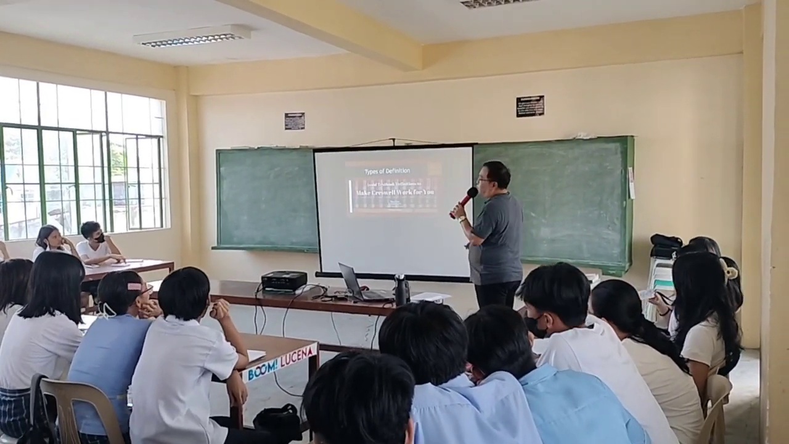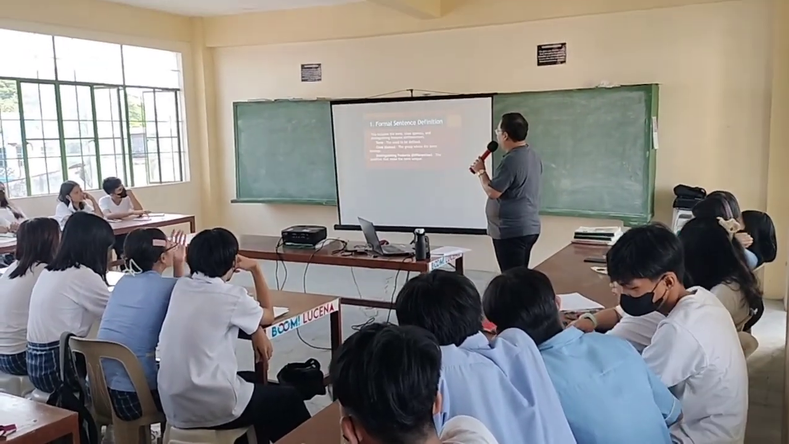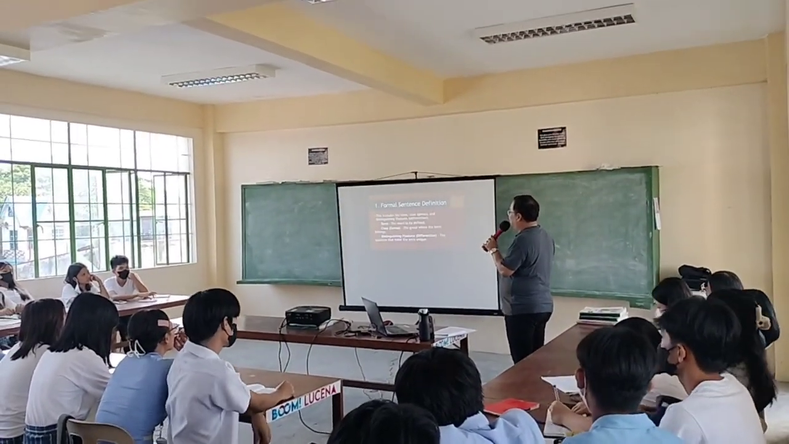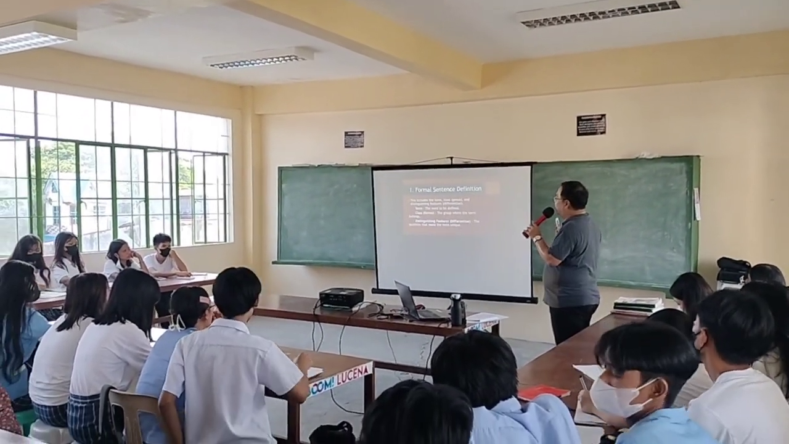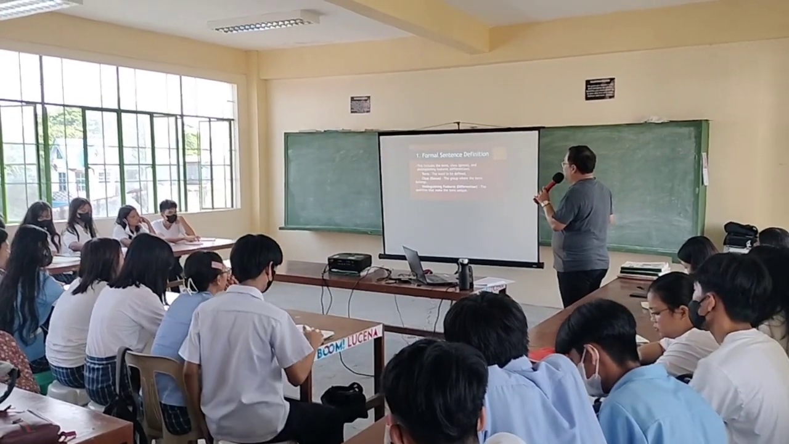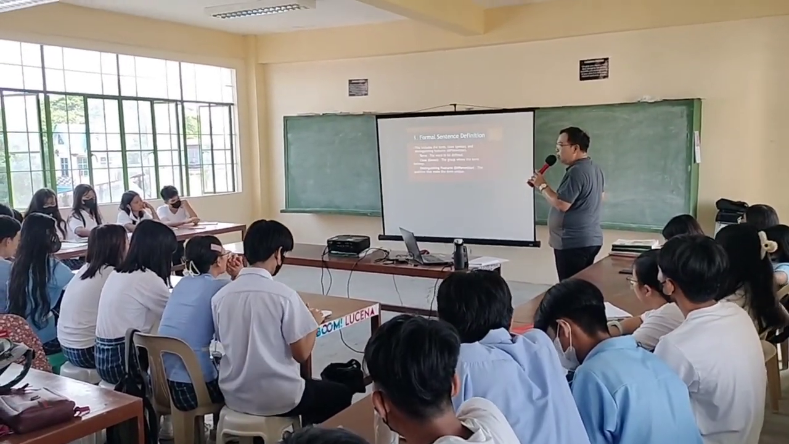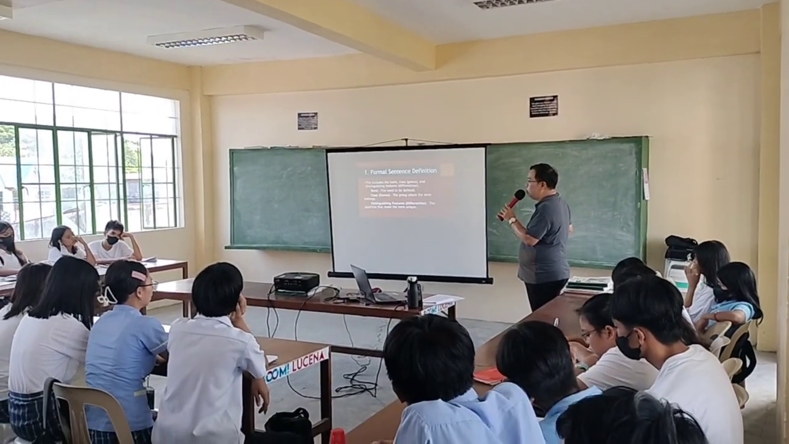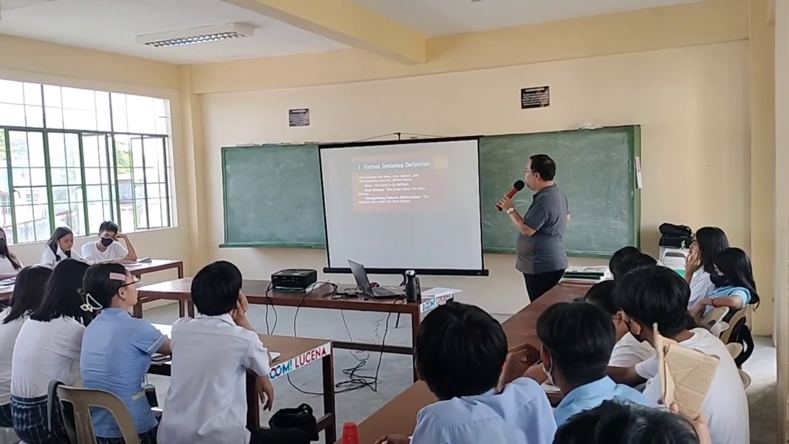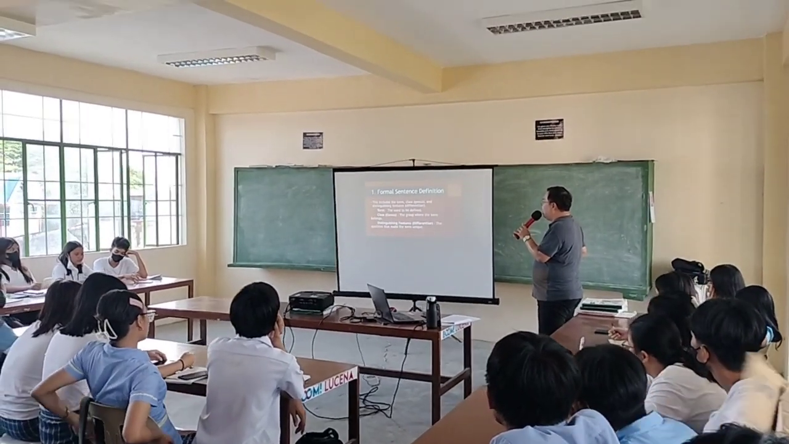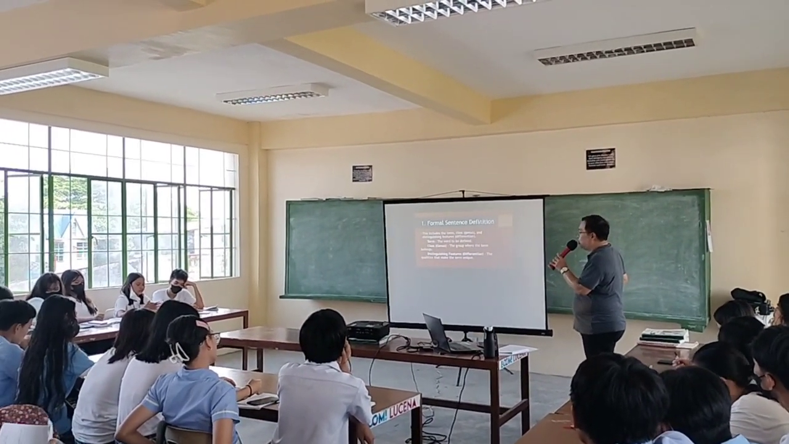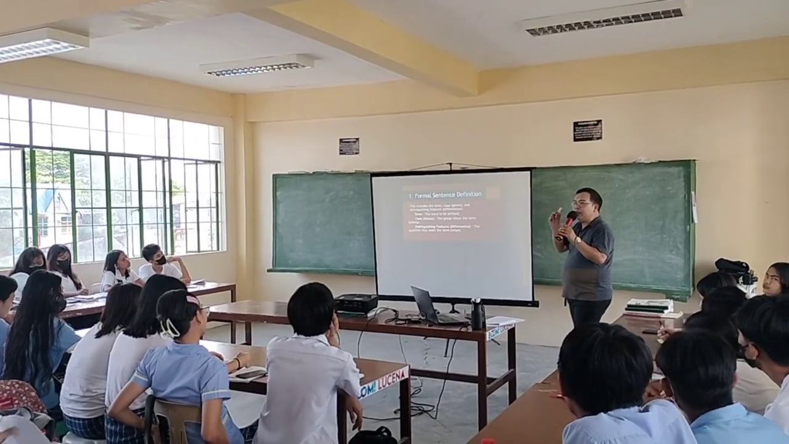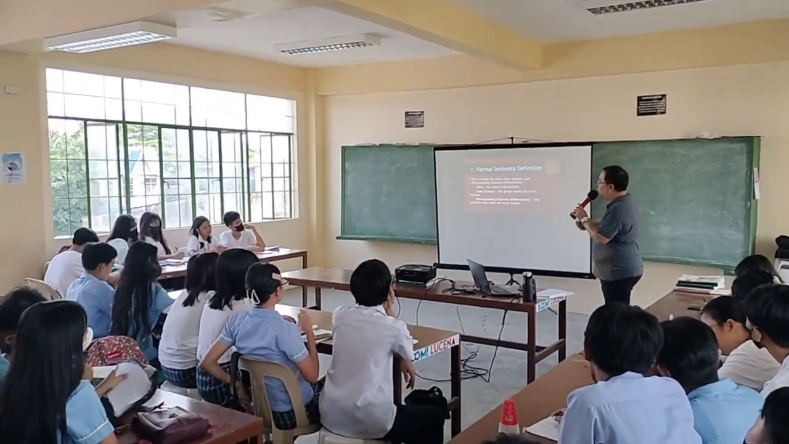So of course there are different types of definition. We have the formal sentence definition. In the formal sentence definition, this includes the term, the class or the genus. The class is the group where the term belongs. And the distinguishing features of the term, the qualities that make the term unique, the uniqueness of that particular term.